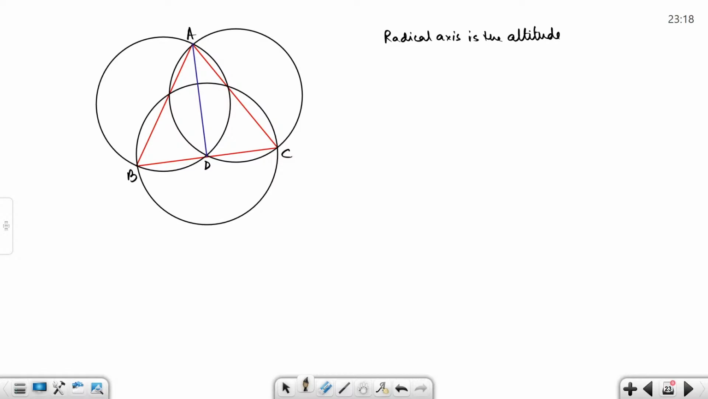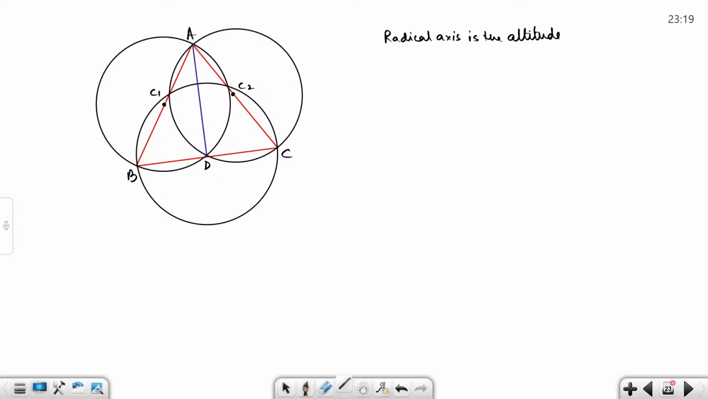Clear? So now how to prove that the radical axis AD is the altitude on the side BC? So now you see, for that proof, what I am doing: AB is the diameter of the first circle. So let me say this is the center of that circle, C1. And AC is the diameter of the second circle. Let us say C2 is the center of that circle.